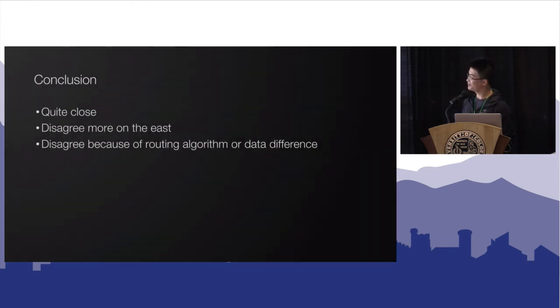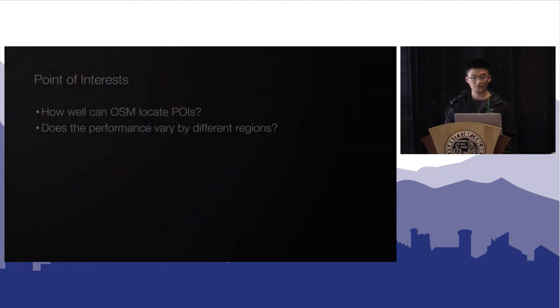So our conclusion is, we compare in terms of the routing quality, they are quite close, and they disagree more on the east or on the west. It's either because the routing algorithms are different, which I don't understand in the OSRM routing engine, or because of data difference, probably Google Maps has more up-to-date data, more traffic information. Okay, so move on to the second part.